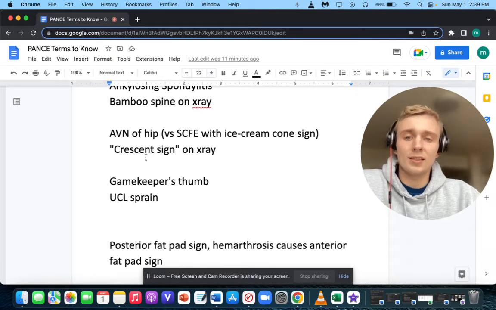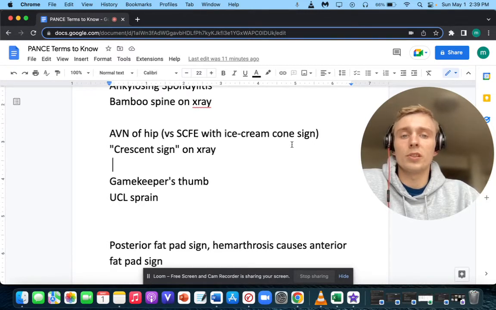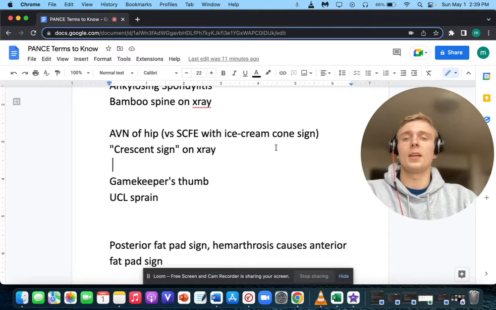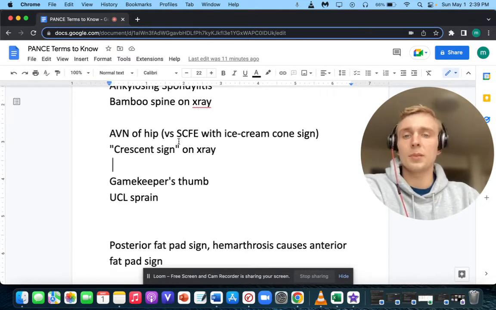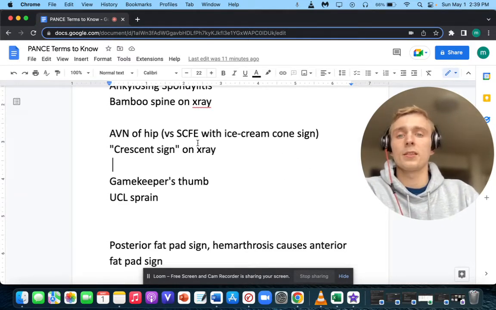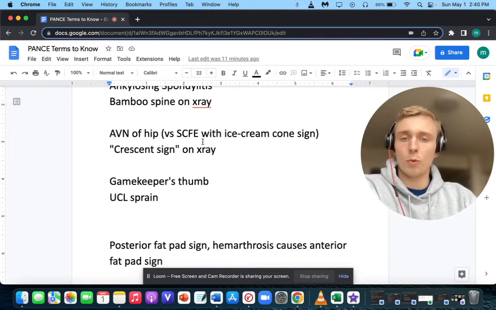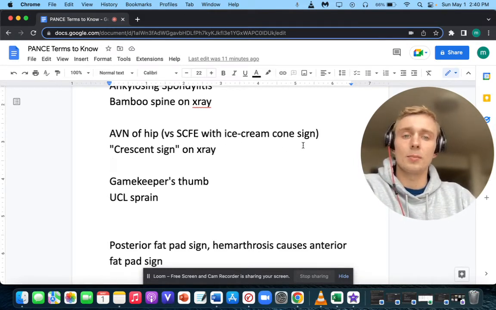If you see the crescent sign on x-ray, you want to think of avascular necrosis of the hip. And what if you see the ice cream cone sign on x-ray of the hip? Then you want to think of SCFE, slipped capital femoral epiphysis, with an ice cream cone sign.